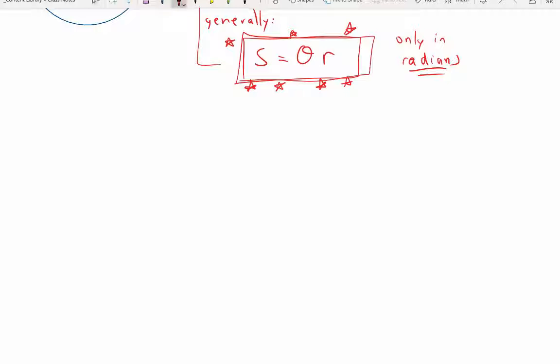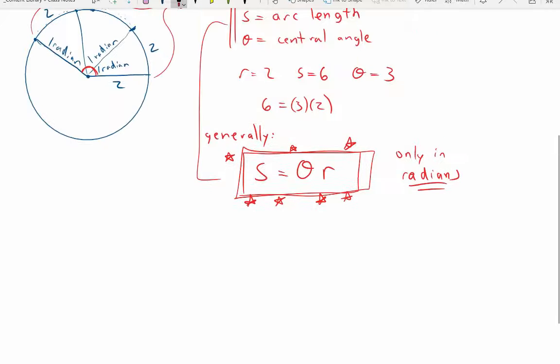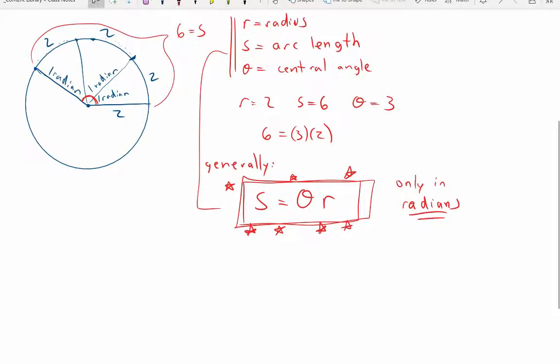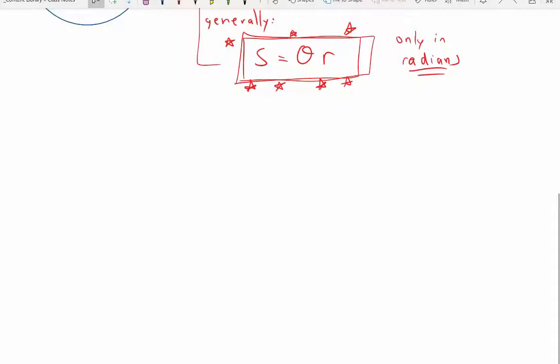And we just learned this formula here, S equals theta r, which gives us a relationship between the radius r, the angle measure theta, and the arc length s. So with this relationship, we're going to apply that to a circle using degree measure, and we'll be able to convert it into radian measure. So let's see how that works.